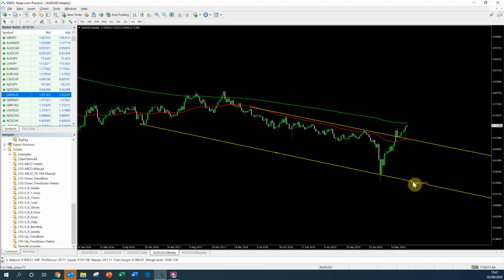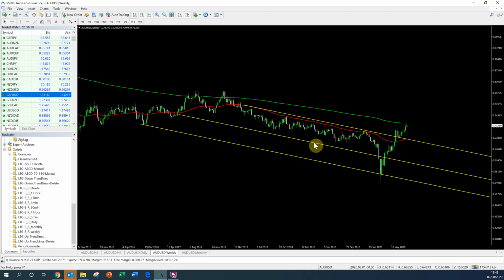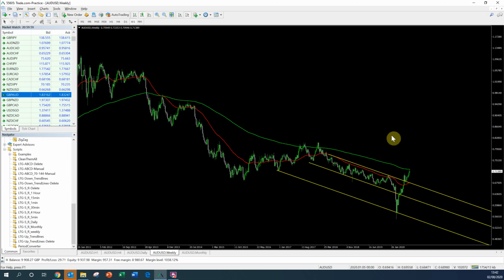Mine can be better actually. Just trying to find that line of best fit. There we go. And then we've got potentially one there as well. So there's a rough idea of where the channel is on Aussie dollar on the weekly.